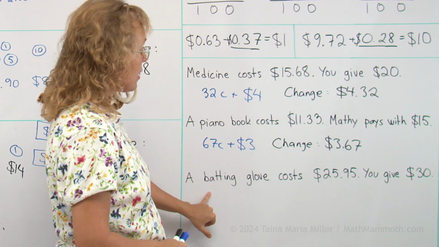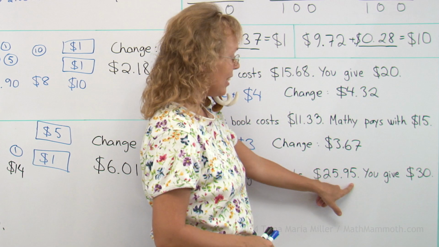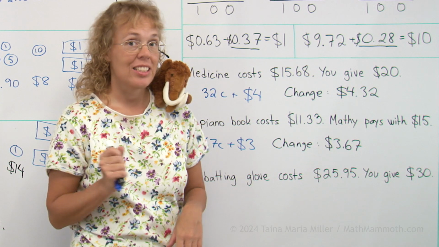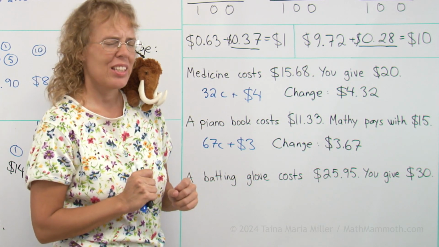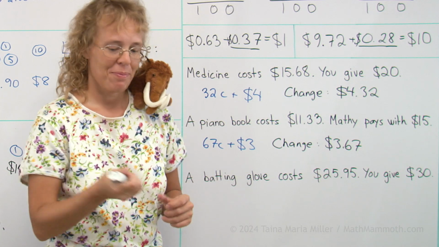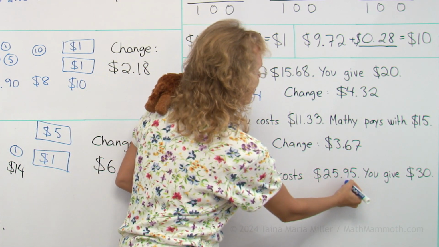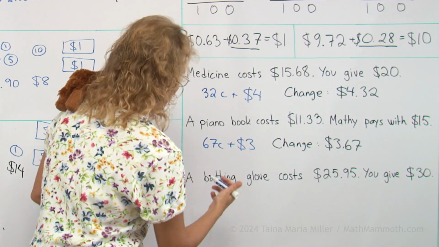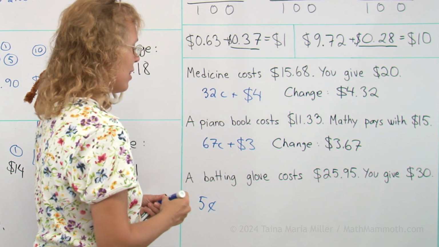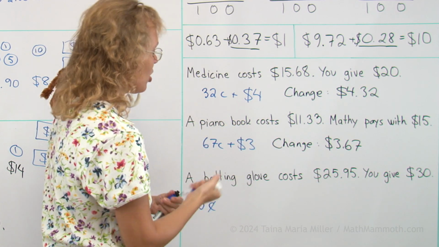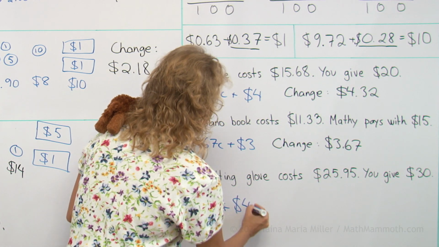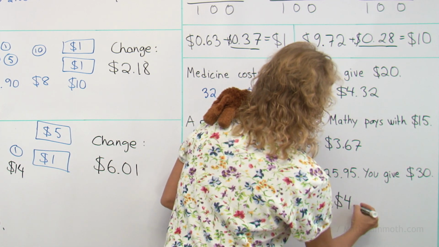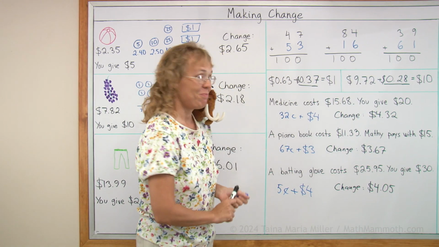And then lastly, a batting glove costs $25.95. And you give $30. Now this one is actually easier than the previous two problems. Can you tell me how much the change will be? We have 95 cents. So we only need 5 cents to go up to the next whole dollar. So 5 cents. And then we are at $26. So $4 more after that. So the change is $4.05. Okay, all done with these problems.